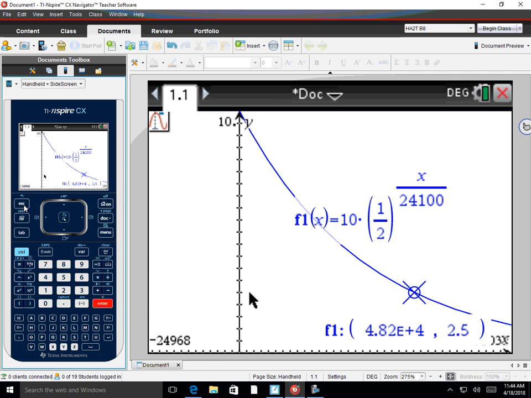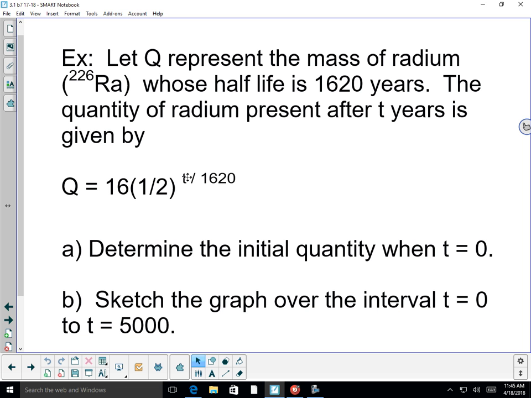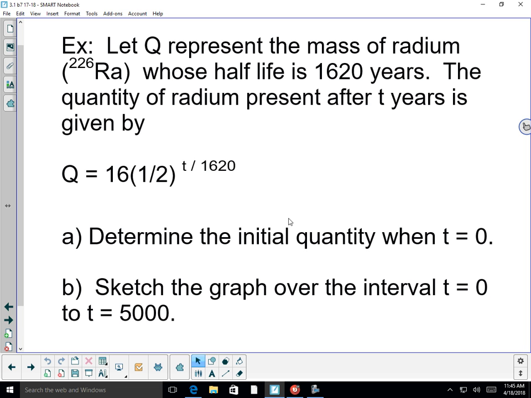Okay, back to our example here, which was about radium. And the formula we're using is 16 times 1/2 to the T over 1620. And it says determine the initial quantity when T equals 0. So if T is equal to 0, what do I get? 16 times 1/2 to the 0. 1/2 to the 0 is just 1, right? So I'm just going to get 16. So the initial quantity is 16.